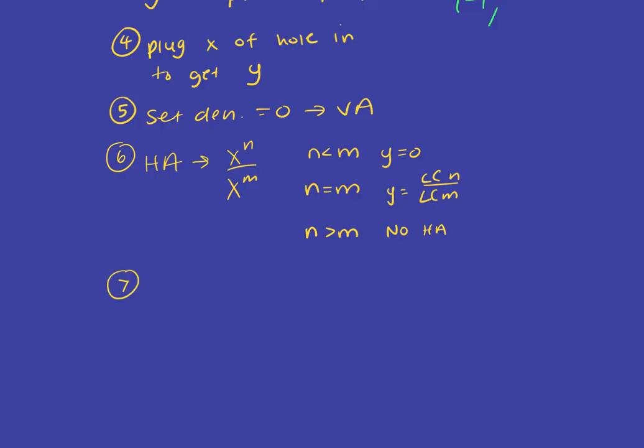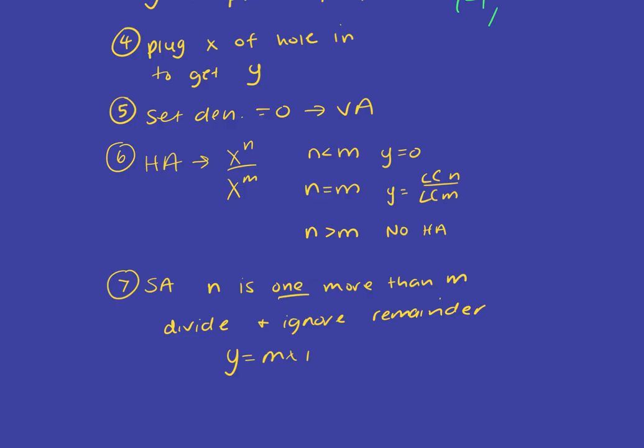Then we check for slant. How do I know there's a slant asymptote? Good. The top is 1, n is 1 more than m. And to get the slant, we divide and ignore the remainder, and I put it in y equals mx plus b format. So my vertical asymptote is x equals a number, my horizontal asymptote is y equals a number, and my slant asymptote is y equals mx plus b.